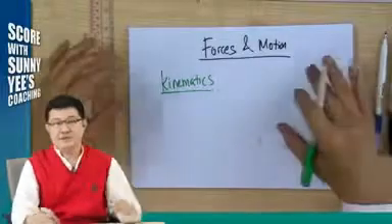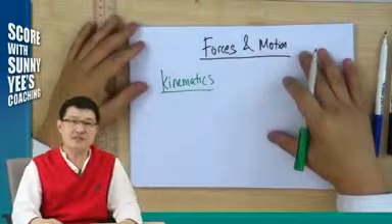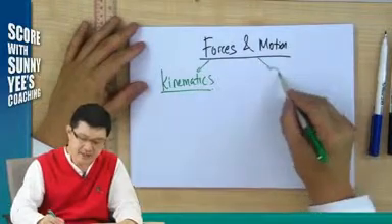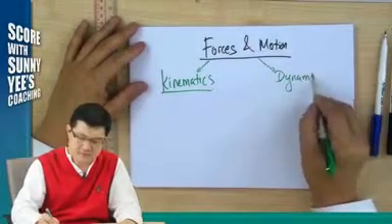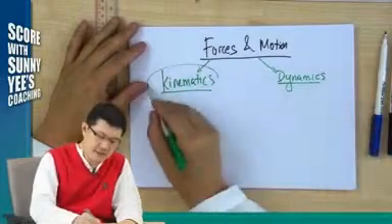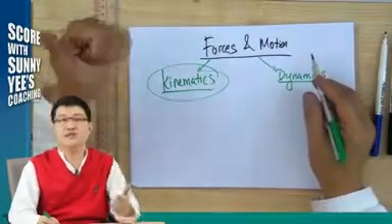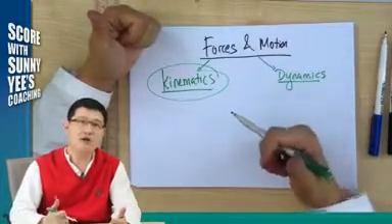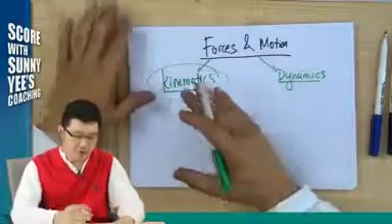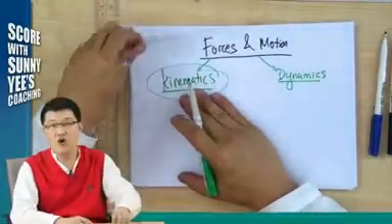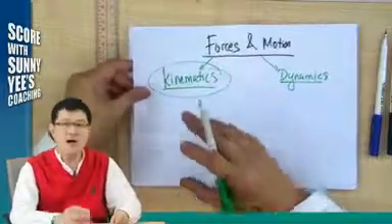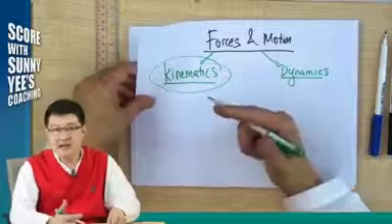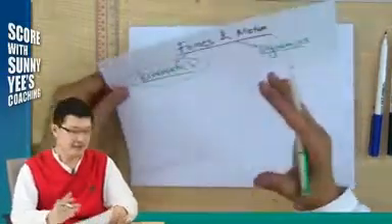Forces and motion. Now in this chapter, I'm going to divide this into two parts. One is called kinematics and the other one is called dynamics. In kinematics, you have to learn the types of motion, either linear motion or vertical motion. Before we start with linear motion or vertical motion, we have to know how to measure the speed and acceleration experimentally. All right?